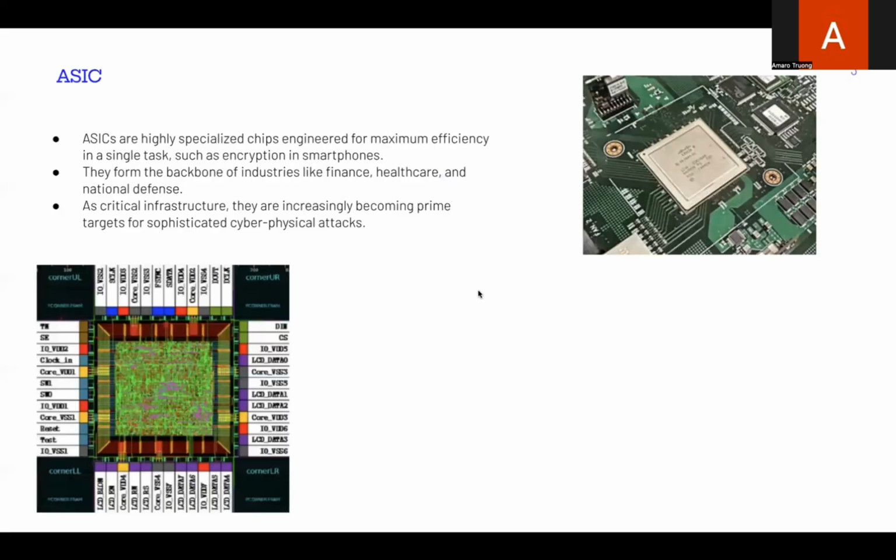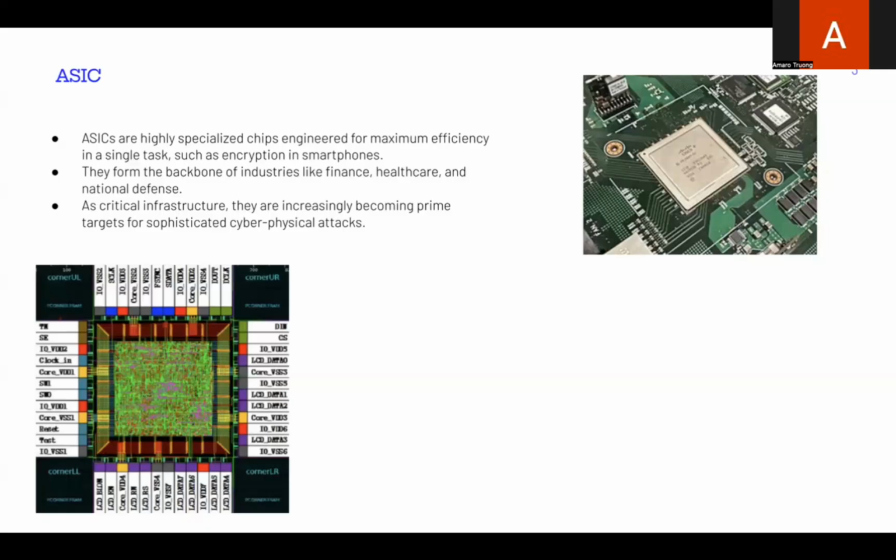Before I go into what transistors and dummy transistors are, I want to introduce what exactly an ASIC is. I want to go back to the baseline. What is an ASIC? ASICs are specialized computerized chips engineered for maximum efficiency for a single task.